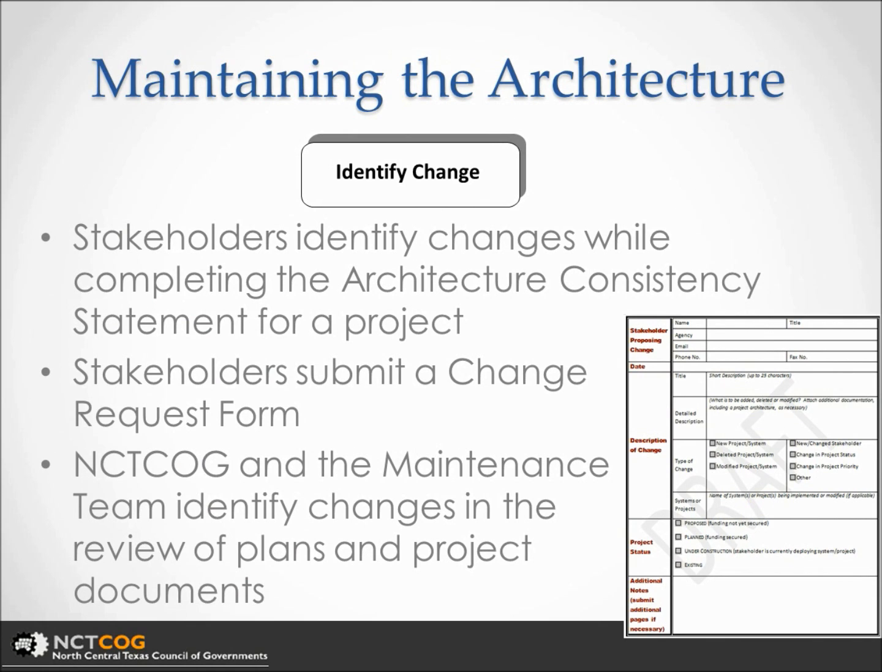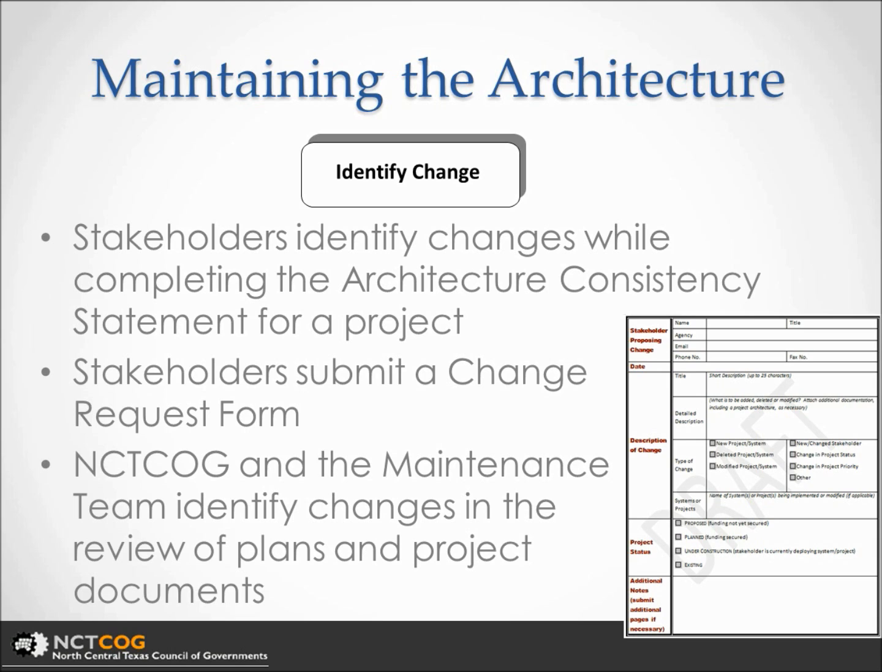To identify changes, stakeholders can complete the architecture consistency statement for a project. In this, they may indicate where the current architecture does not reflect their plans by showing different flows, different elements, or different standards that might be applied to their project. Stakeholders can also identify changes by submitting a change request form. An example of a change request form is shown in the lower right of this slide. It is typically a one-page form that indicates what change is needed and the reason for that change.